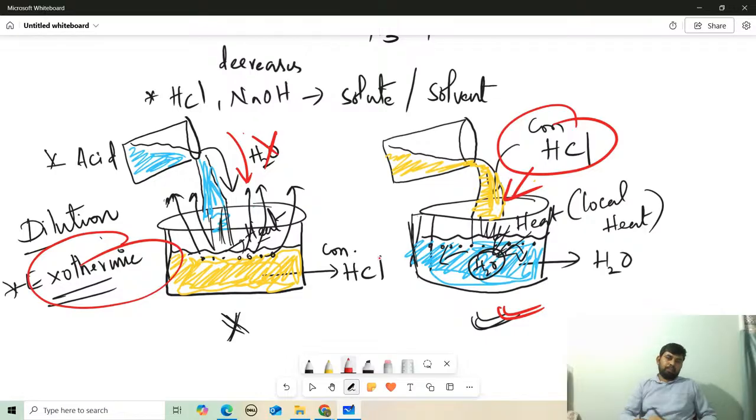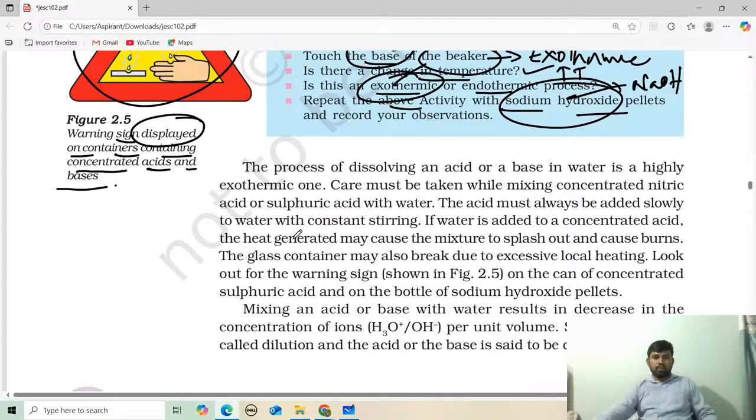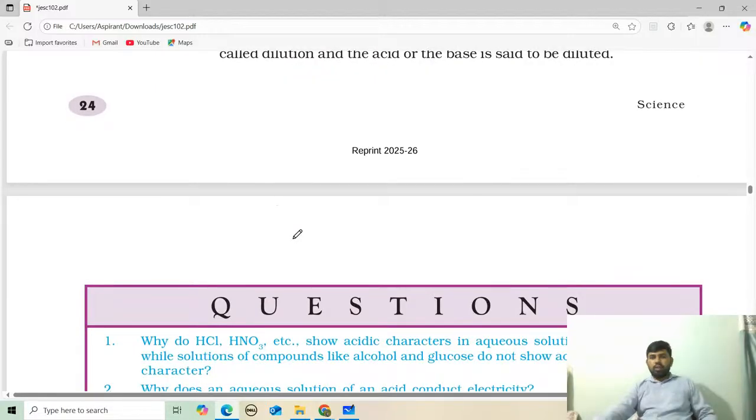And one more thing, in this process, ionization is going to take place. That you remember. Now come to the next concept. After this one, you can see that in case of a base, OH minus ions will be produced.